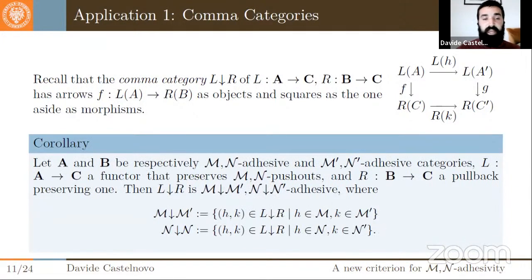As a corollary, we have that if A and B are MN-adhesive and M'N'-adhesive categories, respectively, and L is a functor that preserves MN pushouts, and R is a pullback preserving functor, then the comma category L over R is adhesive with respect to the classes given by simply taking pairs of arrows, one coming from M and the other from M' for the first class, and for the second one, pairs of arrows with the first component coming from N and the second component coming from N'.